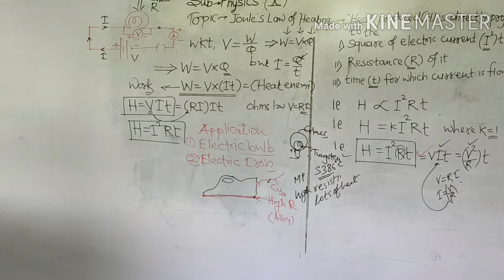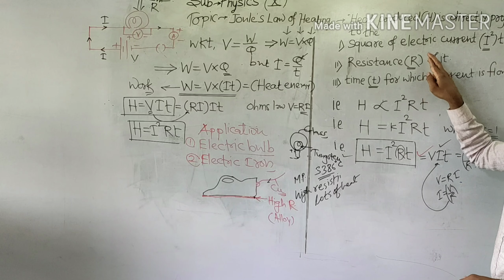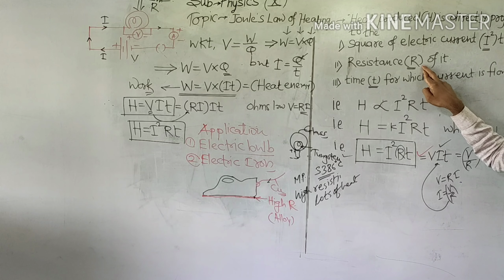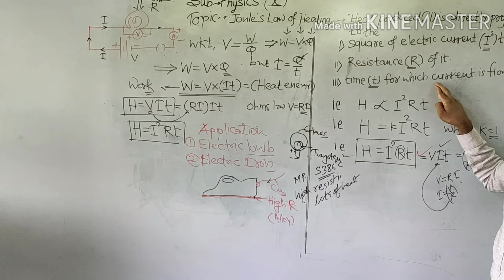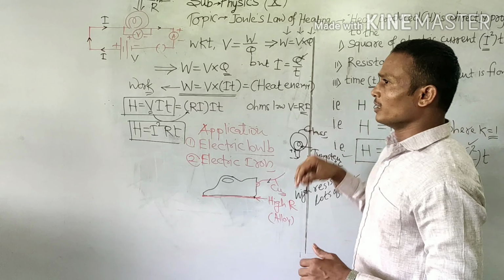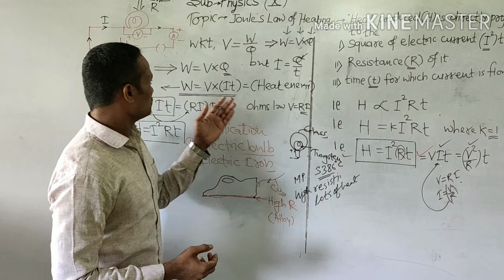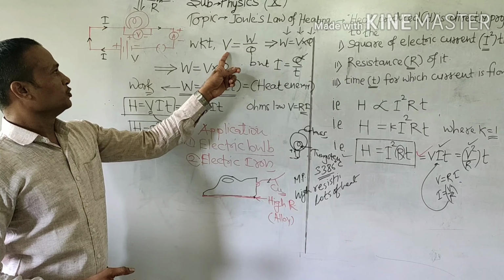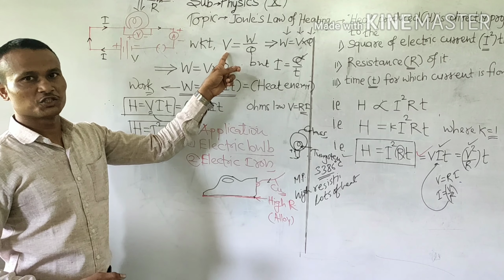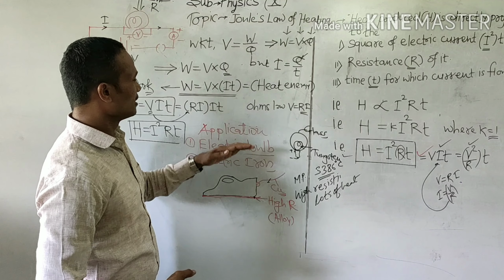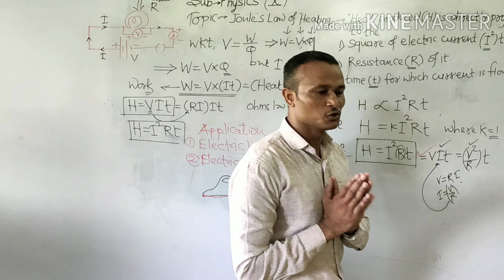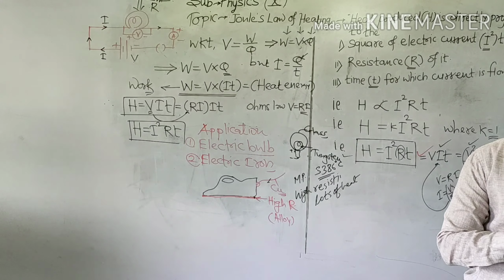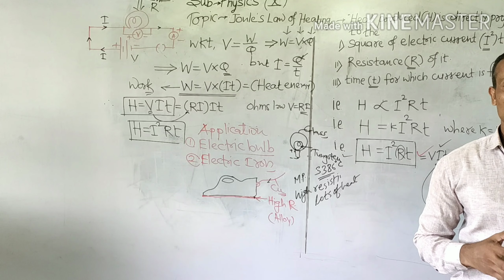So what we learned today: the statement of Joule's law, which states that heat produced depends upon current, resistance and time. Then we verified Joule's law by using the definition of electric potential difference. We also saw how Joule's law is applicable in our day-to-day life.